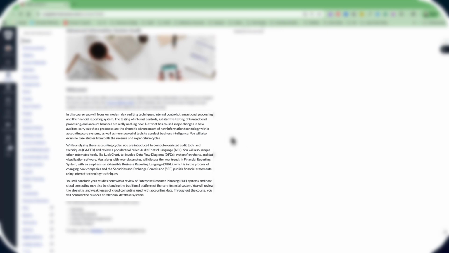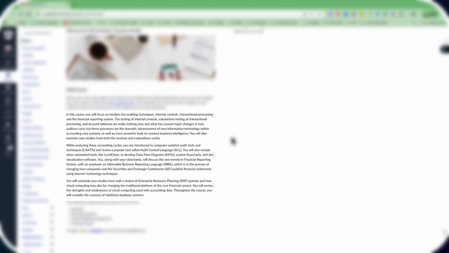The testing of internal controls and substantive testing of transactional processing and account balances are really nothing new. But what has caused major changes is how auditors carry out these processes and the dynamic advancement of this new information technology within the accounting core systems, as well as more powerful tools to conduct BI, business intelligence.